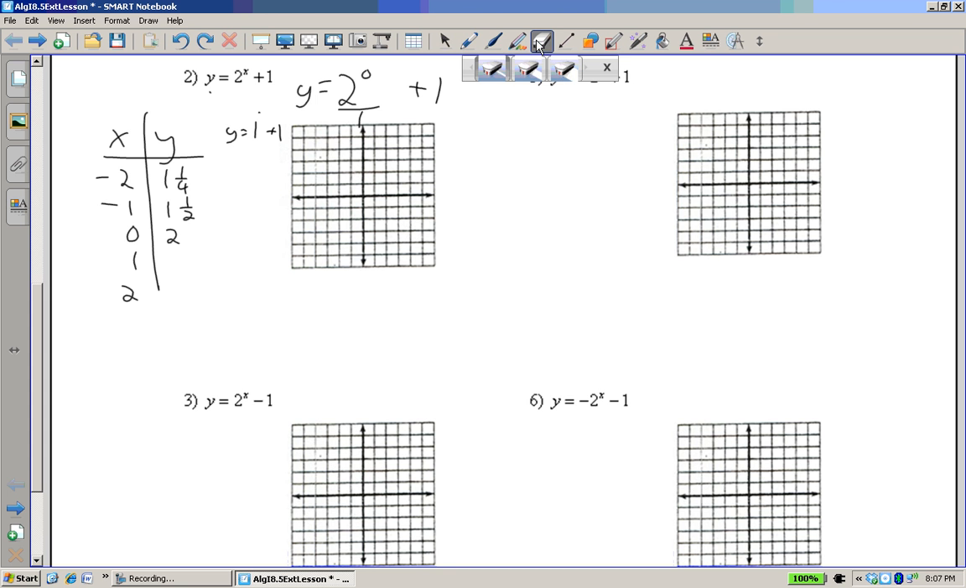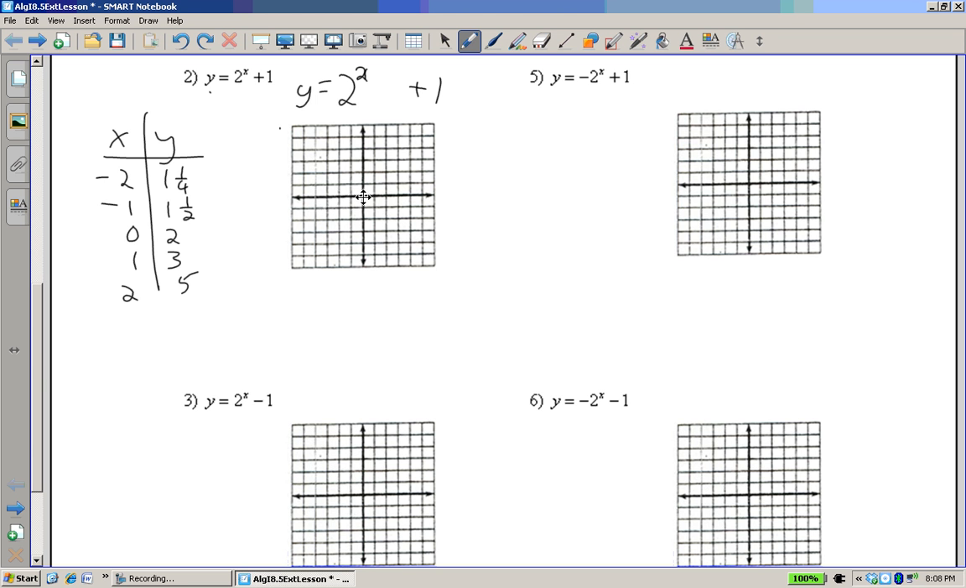Let's try positive first power. 2 to the first is 2. 2 plus 1 is 3. 2 squared is 4, plus 1 is 5. And that should be enough for us to get the basic picture of this graph.